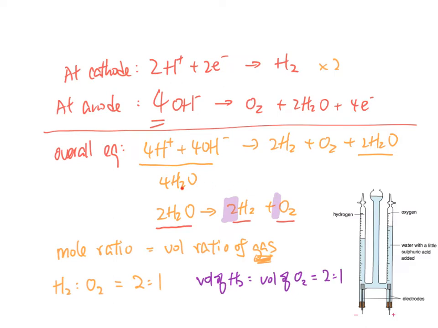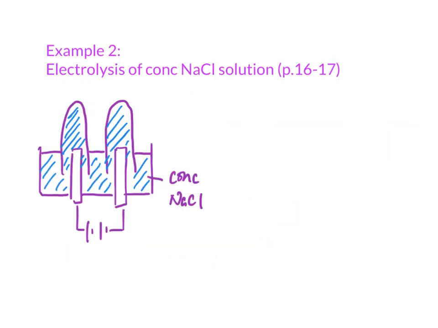It will depend on the overall equation, so check the coefficient. If it's 2 to 1, then it is 2 to 1. Okay, second section. The second example will be the electrolysis of concentrated NaCl.